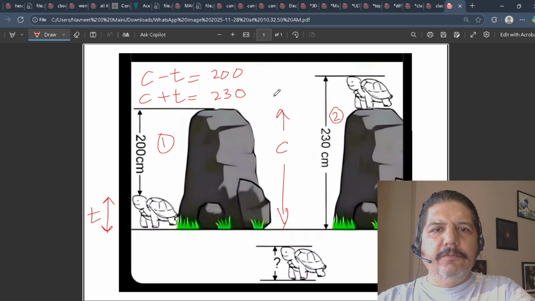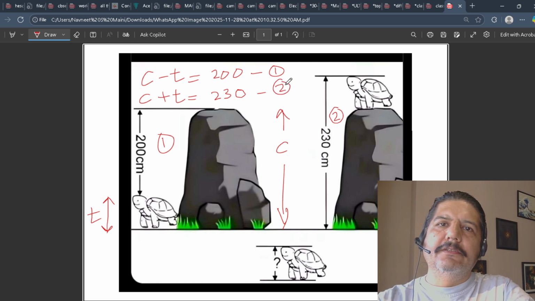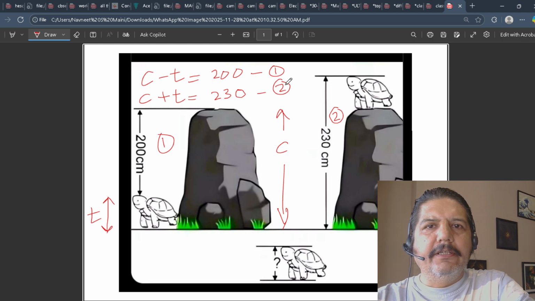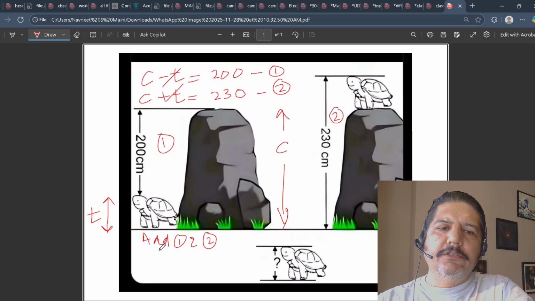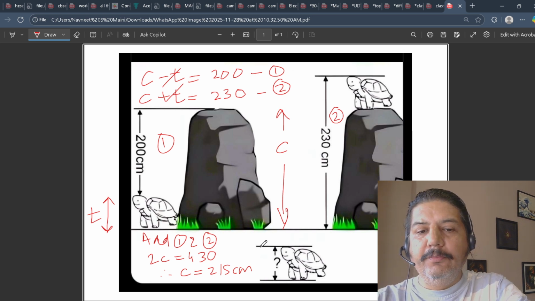Now, students who have some basic idea of solving simultaneous linear equations will understand that if I add the two equations, equation 1 and 2, this thing will cancel off. So my 2C would be equal to 430. Therefore, C is equal to 215 centimeter. So the height of the cliff is basically 215 centimeter.